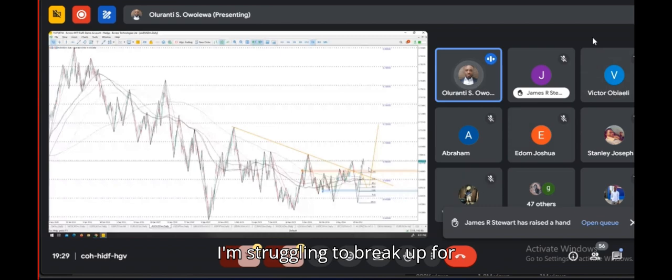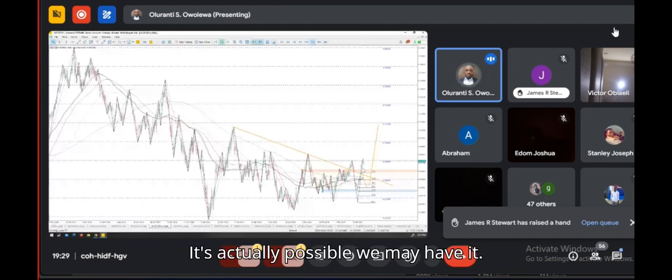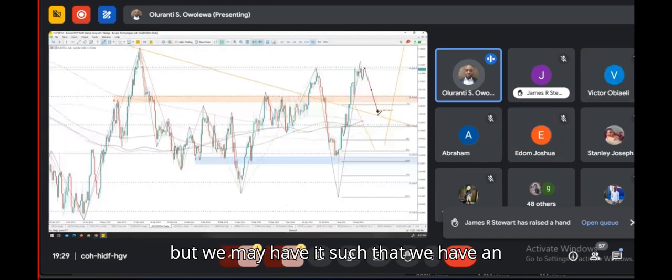It's been struggling to break out for a long time, and the signal has been there for a very long time. It's actually possible. It's not a guarantee that we may have it, but we may have an inverted one here. This kind of move, you can see it makes more sense when you have this.